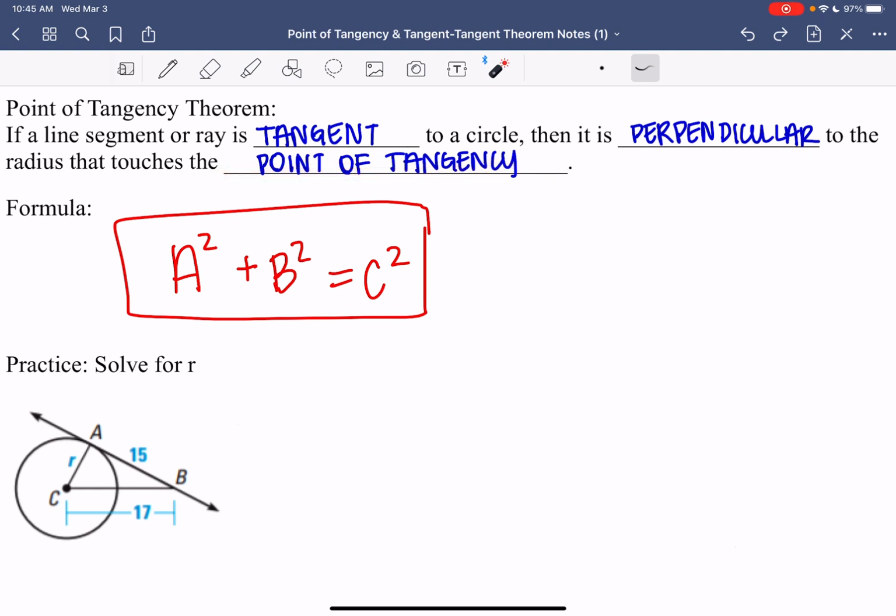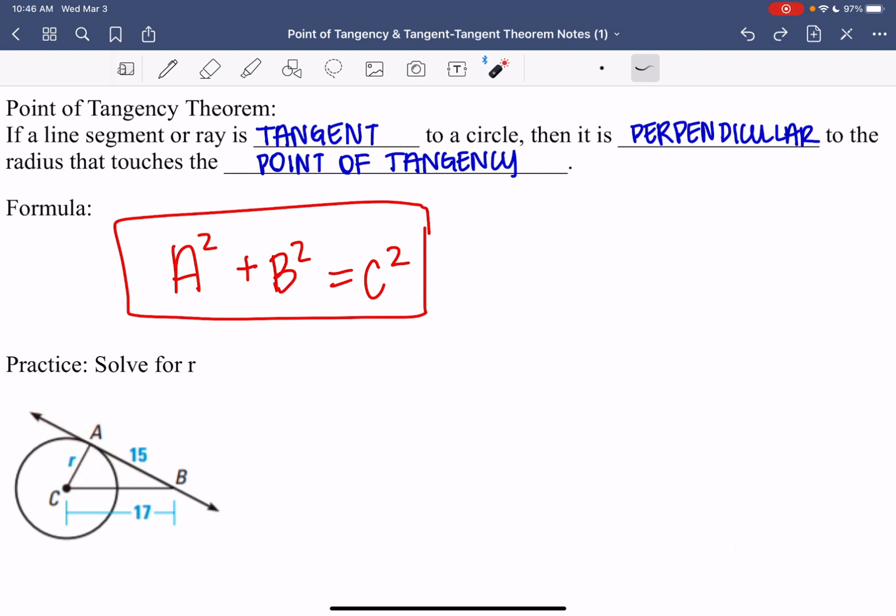So if you look at this diagram down here, this is a tangent line. It's a line that touches our circle one time. The radius is the segment that starts at the center and extends to the outside of our circle. And the point of tangency is the point where the tangent line touches our circle. So perpendicular, guys, means when they intersect, they form a right angle, okay?